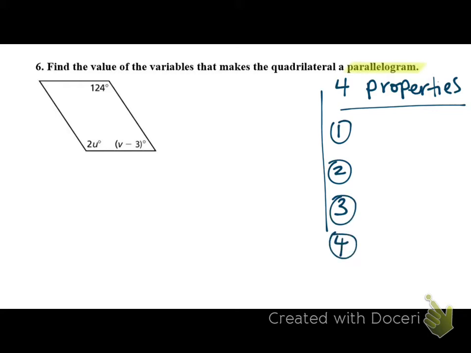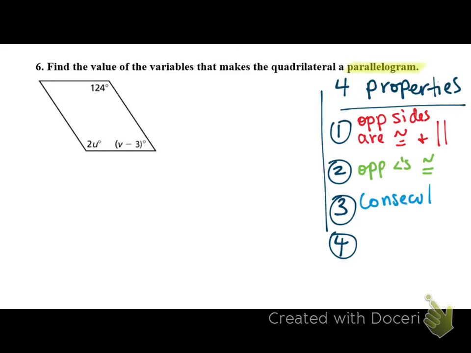What was the first property? Correct. Opposite sides are congruent, and they are parallel. I'm just using the shorthand. What do we know about the angles? Opposite angles are congruent. If they're not opposite angles, then they are called consecutive. What do we know about consecutive angles? They're supplementary, means they add up to 180.